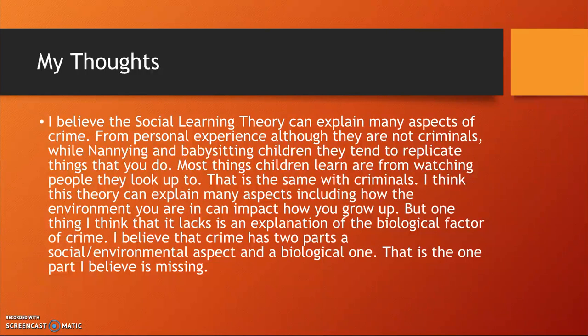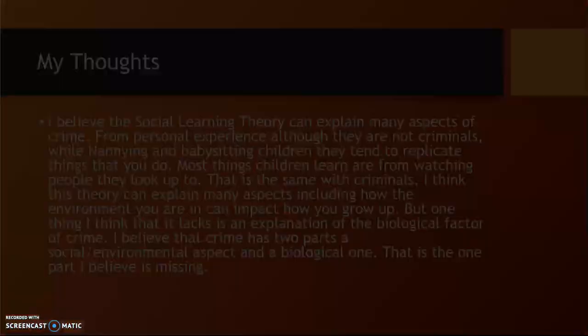I think that this theory can explain many aspects, including how the environment you're in can impact how you grow up. But one thing I think that it lacks is an explanation of the biological factor of crime. I've always believed that there were two different sides to crime. I think the social and environmental aspect is a big part, but there's also a biological one, that you can be predisposed to having things happen, such as mental illness and things like that, that can impact your ability to commit crime or your reasoning to commit crime. And I think that's the big part that this is missing.